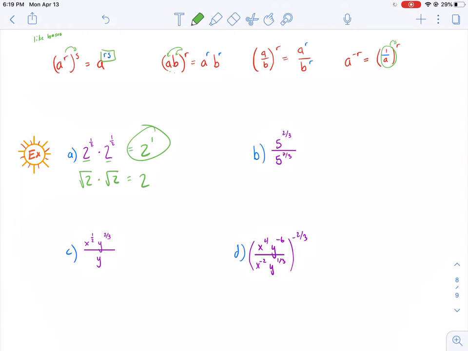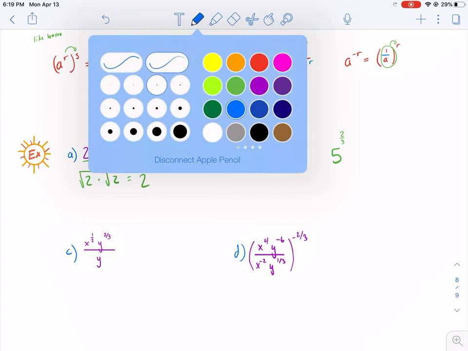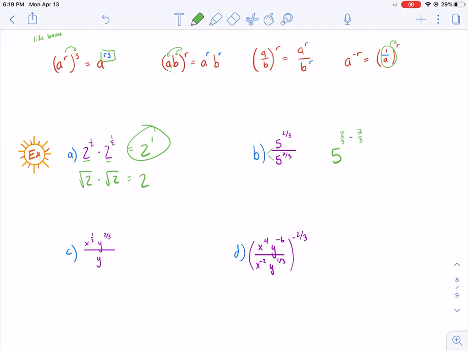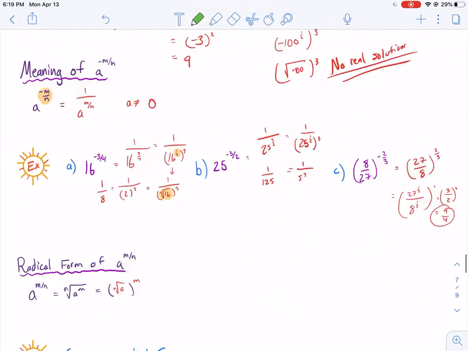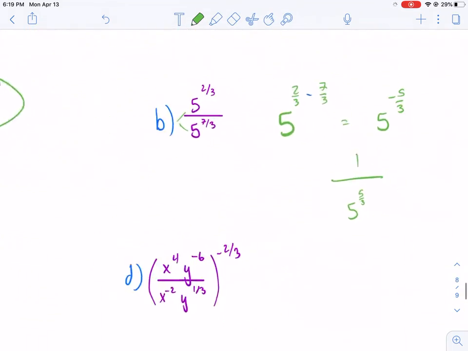Now we have 5 to the 2/3 over 5 to the 7/3. Because these bases are like, we're going to subtract the exponents: 2/3 minus 7/3. Once we simplify this, we get 5 to the negative 5 over 3. I wouldn't leave it as a negative exponent unless it says it's okay, so let's simplify this further. We need to have it as 1 over 5 to the 5 over 3 power. That's very important that you write it like that.